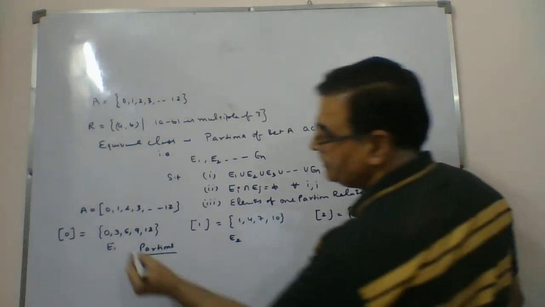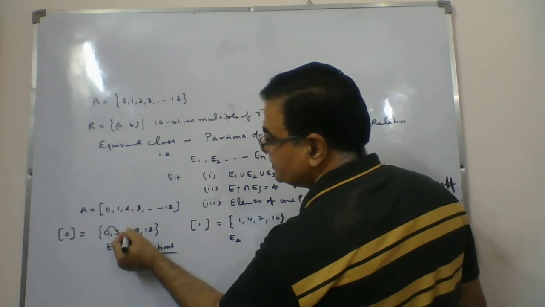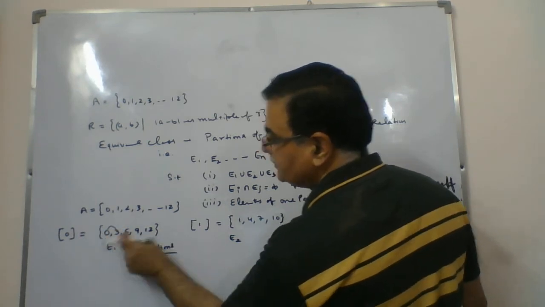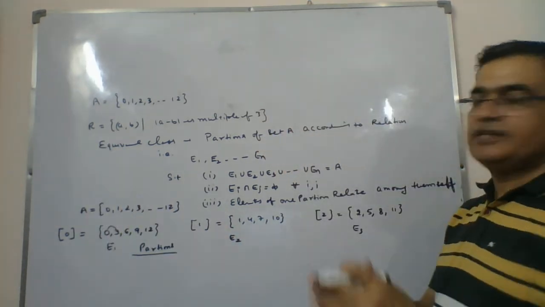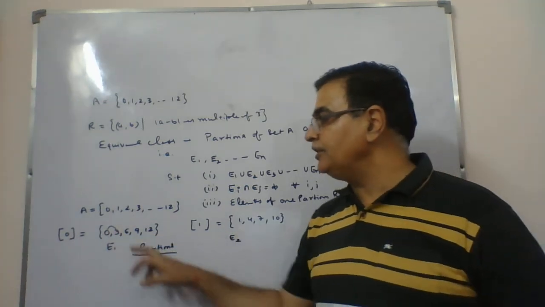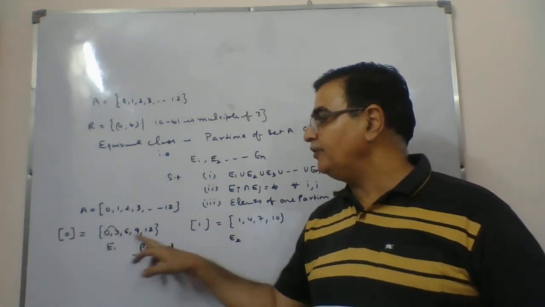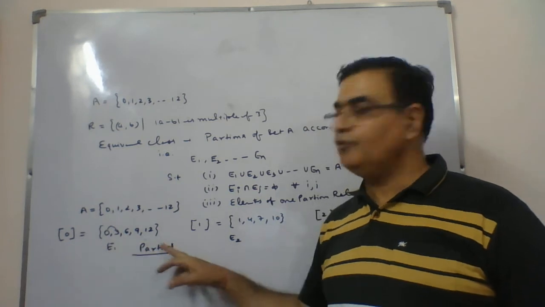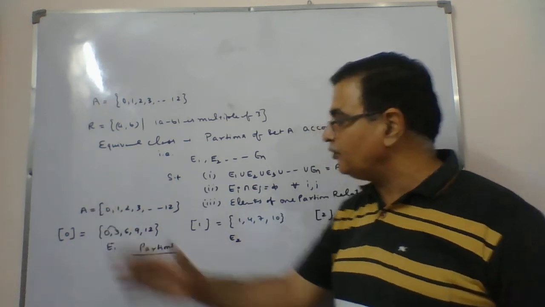Among themselves means 0, 3 you take, 3, 6 you take, 9, 3 you take, 12, 6, everyone will be related among themselves. So 0 will relate with all these 4, 3 will relate with all 4, 6 will relate with the remaining 4, 9 will relate with all of these. So this way it will be there.